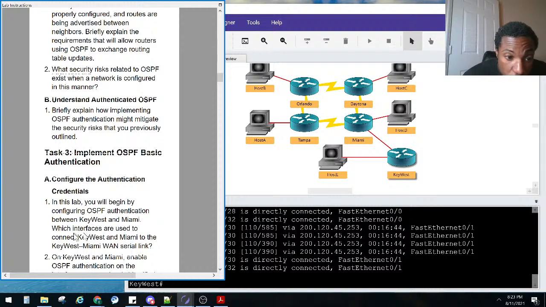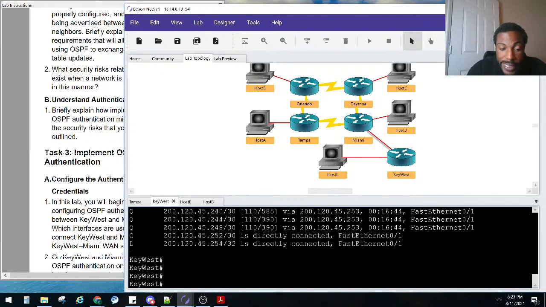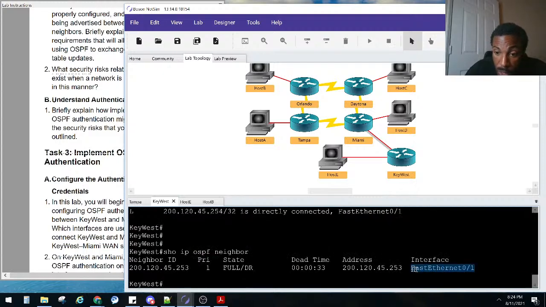Which interfaces connect Key West and Miami to the Key West Miami serial link? So they want to know, between these two routers, what is the interface that connects them, this little red line right here. So I'm on Key West. Let's see. We can run that same OSPF neighbor command, and we see right there, FA01. Is that the local interface or is that the neighbor's interface? I believe that is the neighbor's interface. Let's see, 45.253. Yeah, I believe that's the neighbor's interface, right? That's not where we are learning it from. Or is that the local interface?